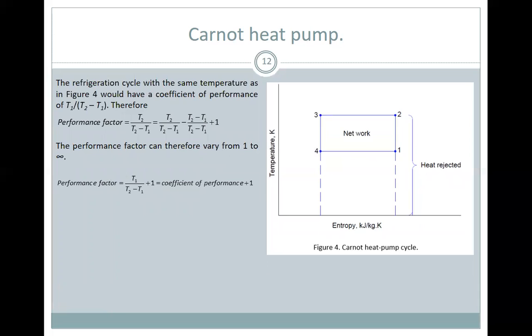So the refrigeration cycle with the same temperature in figure 4 would have a coefficient of performance of T1 over T2 minus T1. Therefore, performance factor is T2 over T2 minus T1, which is equal to T1 over T2 minus T1 plus 1. So the performance factor varies from 1 to infinity. So the performance factor is equal to coefficient of performance plus 1.